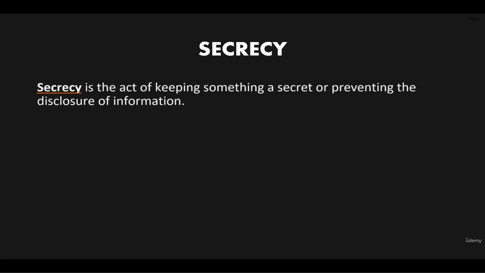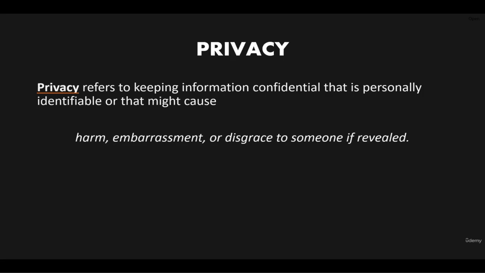Now, secrecy. It should be straightforward. It's all about keeping information secret. Depending on the kind of information an organization is dealing with, it will define the level. It, meaning the organization, will define for itself the level of protection needed for different classes of data. On the other hand, privacy usually refers to information that contains personal data or information that, if leaked, might cause harm. We'll talk later about some laws and regulations that aim to protect privacy.